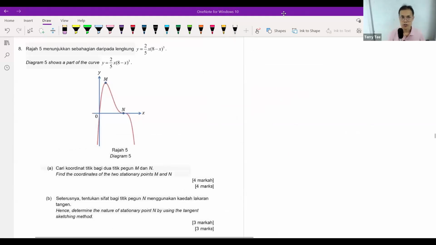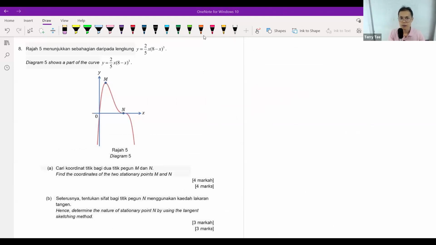Okay, let's continue with question number 8. Here the diagram shows part of the curve y equals 2 over 5 x times (8 minus x) cubed. Find the coordinates of the two stationary points. It's quite clear, they've already given us. Actually you can find N directly here because it lies on the x-axis. By the way, we're going to use differentiation to do this.